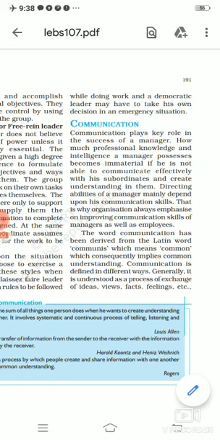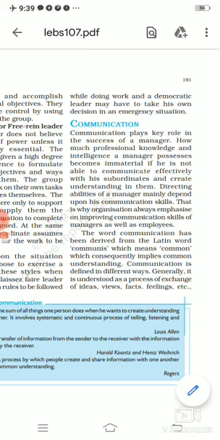Good morning, children. Students, today we will discuss another element of chapter number 7, directing, and that will be communication. Students, in chapter number 7, directing, as we have already discussed, directing is a process which includes four basic elements: motivation, communication, leadership, and supervision. We already have discussed two elements, and today we'll be going through the fourth element, communication.